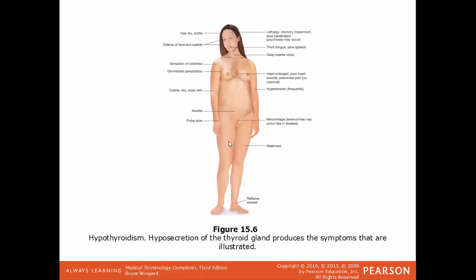Alright, in this image we have an example of someone with hypothyroidism. And some common symptoms that you'll see. The hair becomes very dry and brittle. There's a very sensitive sensation of coldness. The skin becomes very scaly and dry. There's a very irregular pattern of menses in females. The tongue becomes thicker. The voice becomes deeper. So there are any number of symptoms that will indicate hypothyroidism.